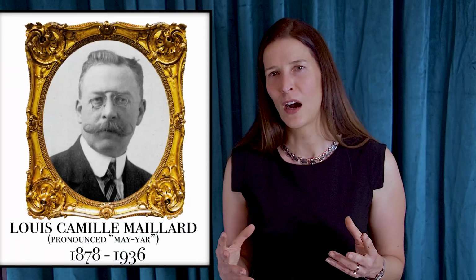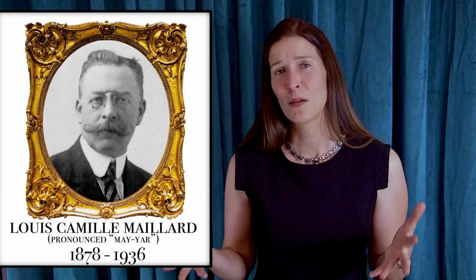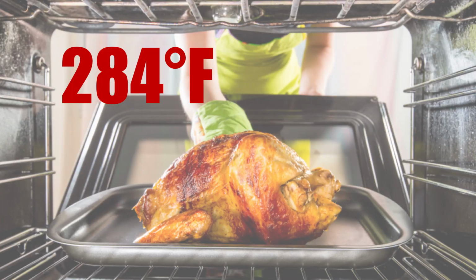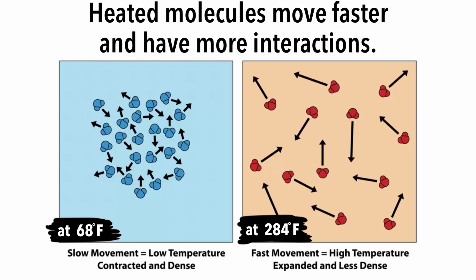In 1912, Louis Camille Maillard discovered how sugar molecules combine with amino acids in protein-containing foods such as meats, nuts, cereals, and vegetables. The oven temperature must be 284 degrees Fahrenheit before sugar and amino acid molecules have enough energy to react together. Remember, heat equals energy.